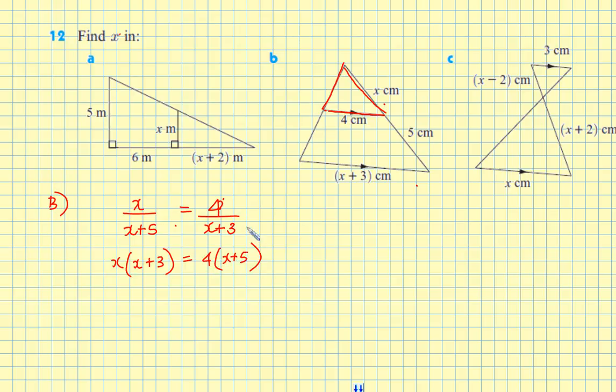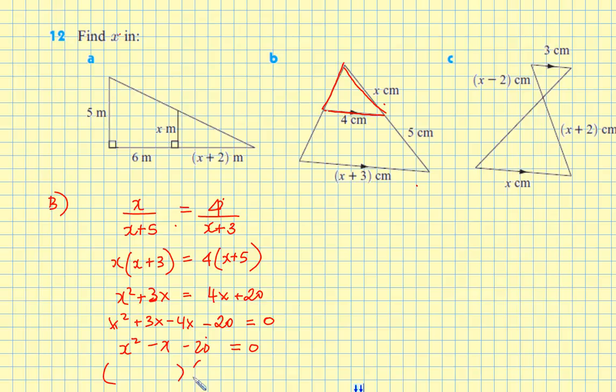Now all I did here was get a common denominator, and I've already removed the denominator of x plus 3 times x plus 5. So that we get x squared plus 3x is equal to 4x plus 20. Now I would bring everything over to one side because I want to figure out the value of x. So it would become x squared plus 3x minus 4x minus 20 is equal to 0, so that I would get x squared minus x minus 20 is equal to 0.